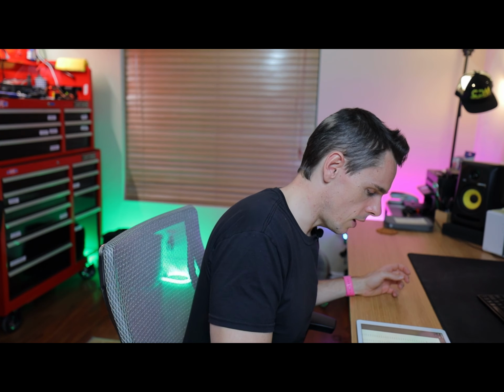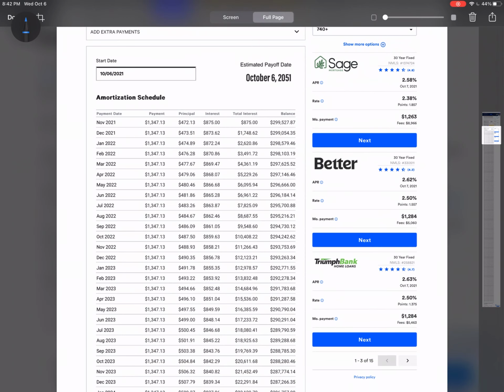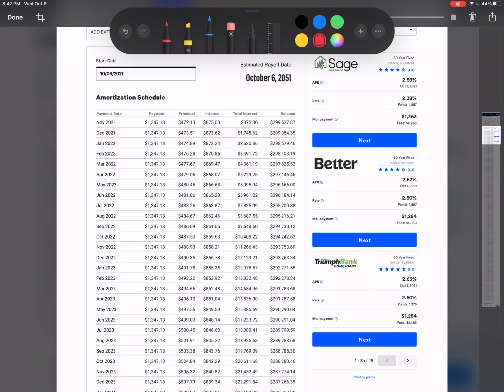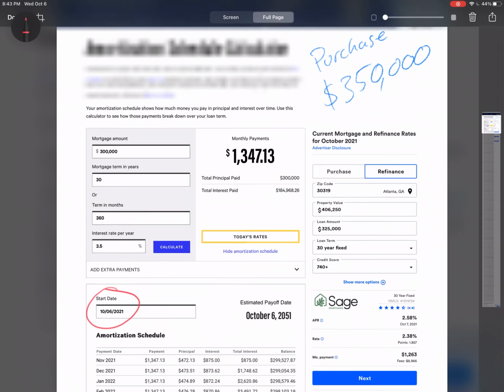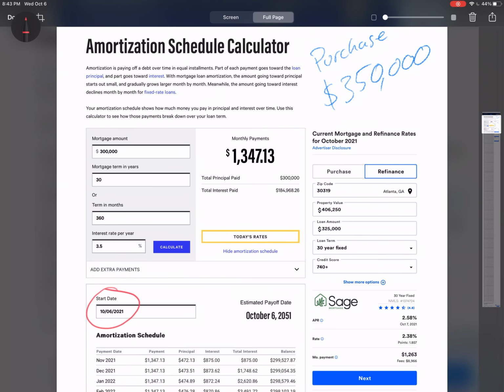So let me show you how actually to do that and how this is represented. Let me change the color here and let's start at the top. So we are getting this with our start date right here. Start date is going to be today's date. I guess it's the day I'm calculating this. Yeah, sure, there you go. So 10/06. Our first payment on this is going to be $1347.13. And we can actually see that number highlighted here at the top.